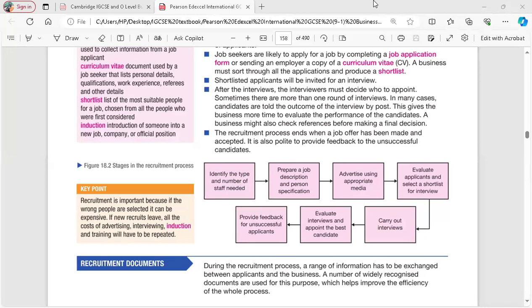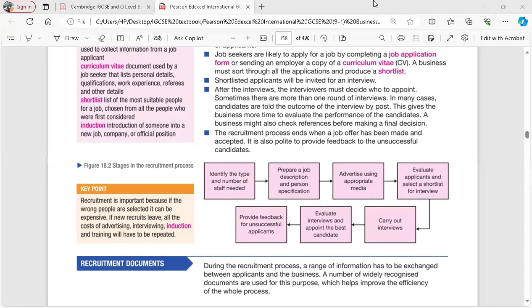So now we continue with the process of recruitment: advertising using appropriate media. Now that the position is vacant, you know the kind of workers you need. You need to advertise, but you can't just advertise. What you need is to understand if you need workers within or from outside the business. If you need workers from within the business, that means it's internal recruitment. You don't need to use advertisement. You can just send a mail or memo.